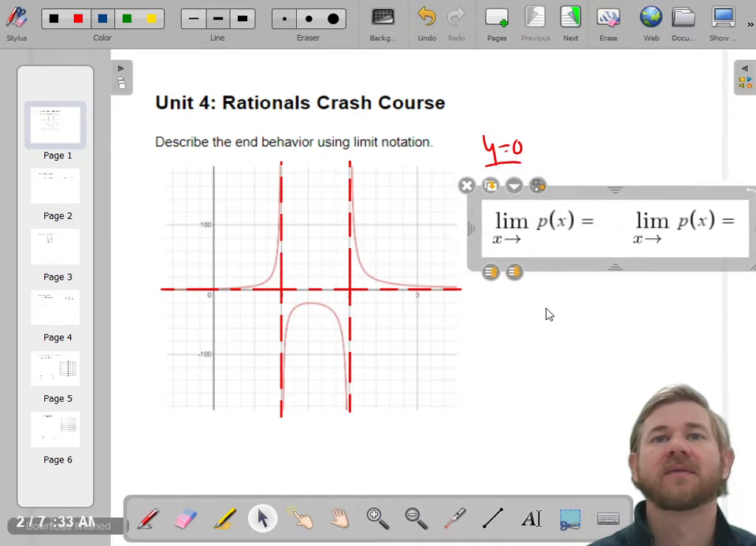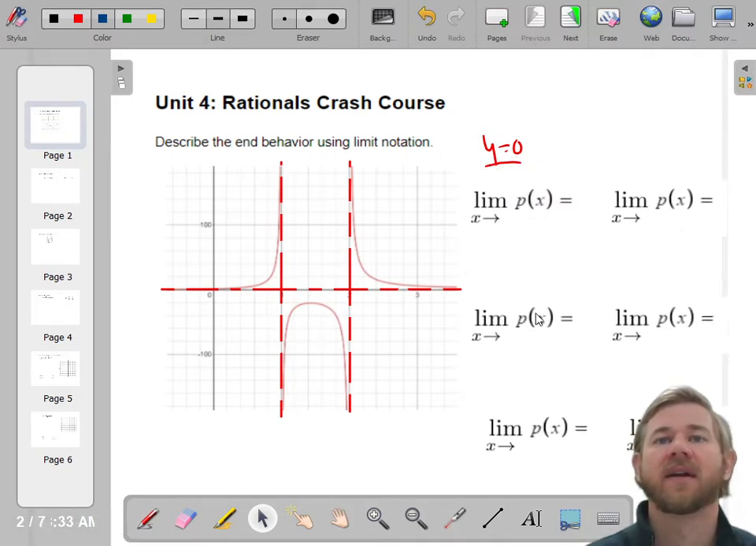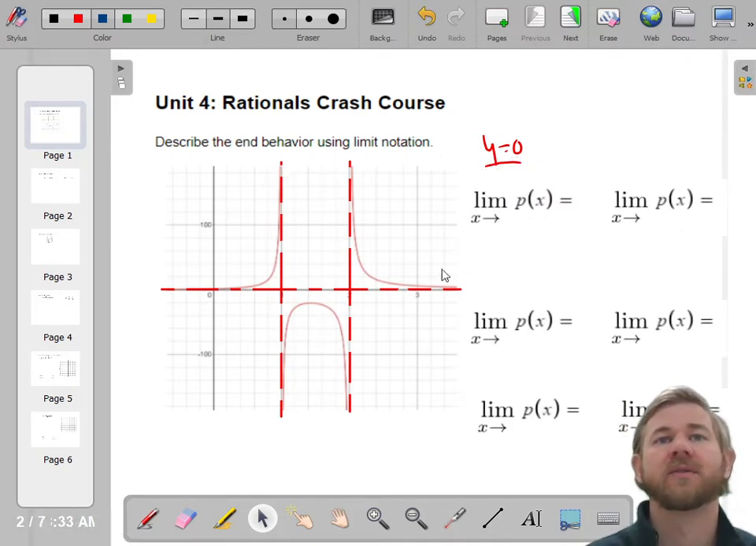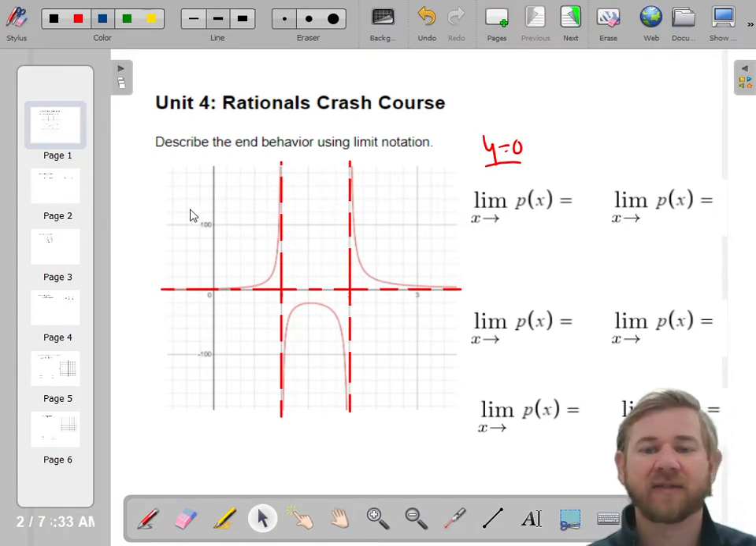So we're going to have 6 of these. Because we're going to have 1, 2, 3, 4, 5, 6 places that the function leaves a viewing window. So it's always the limit of the function equals as x goes to something.